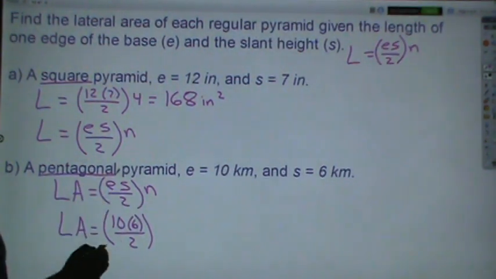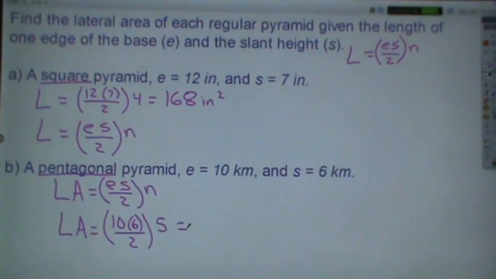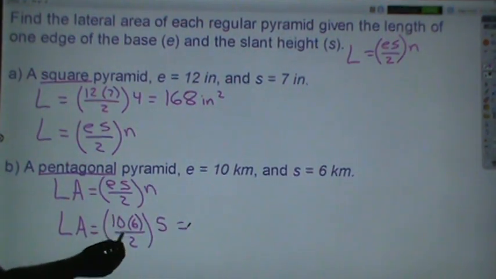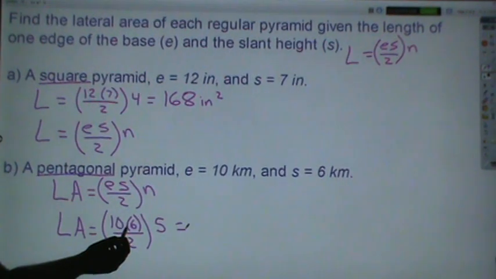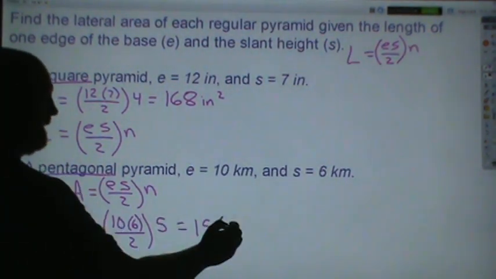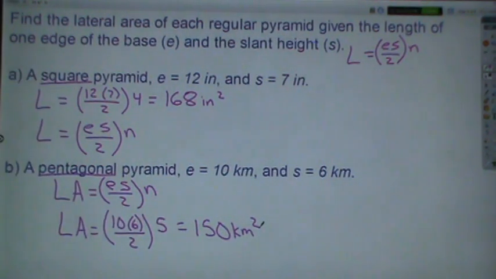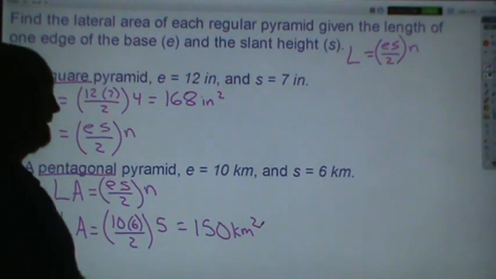Since this is a pentagonal pyramid, we know that it has 5 lateral surfaces. So 10 divided by 2 is 5, 5 times 6 is 30, times another 5 is 150. In this case, we're going to have kilometers squared. This is a giant pyramid, 150 square kilometers. It's a lot of space.